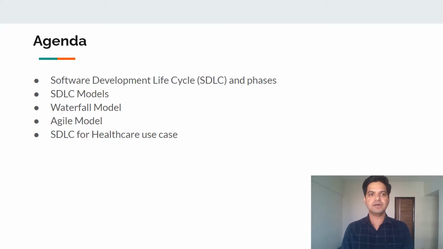Here is the agenda for today's discussion, where we will mainly be covering the software development lifecycle and its phases, followed by SDLC models, and which model we can follow. And post that we'll look at the most famous models which are being used. One of them is the waterfall model. The second one is the agile model. And we will also see SDLC for healthcare use cases, whenever we need to build any healthcare application. What are the additional factors that we might need to consider?